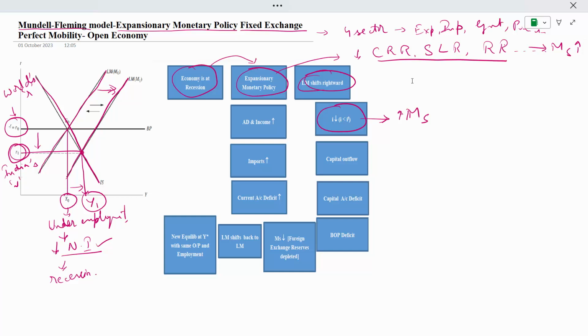So now the private players come into play, and they start borrowing this money and investing in some ventures. They invest in infrastructure, in the real estate industry or the manufacturing industry. Because of this, investment gets a boost.